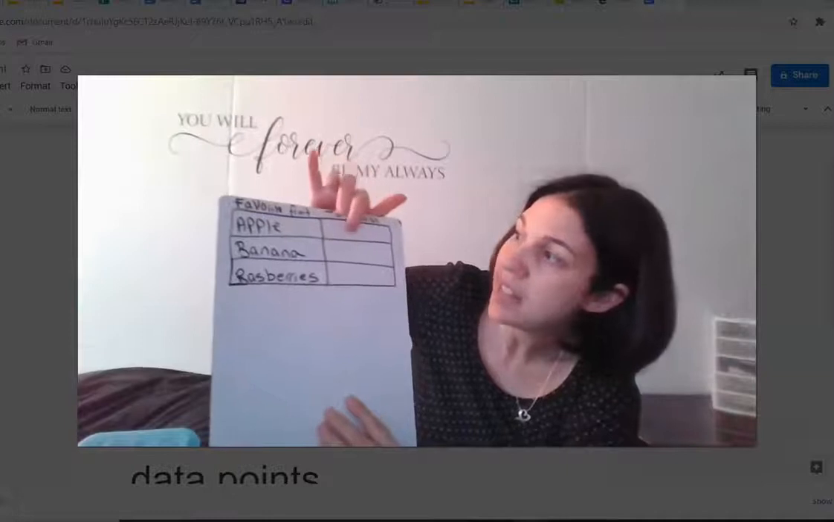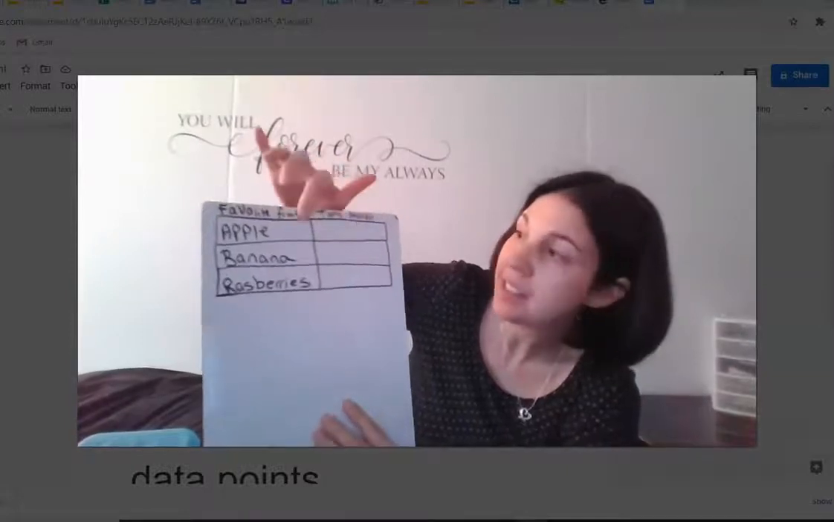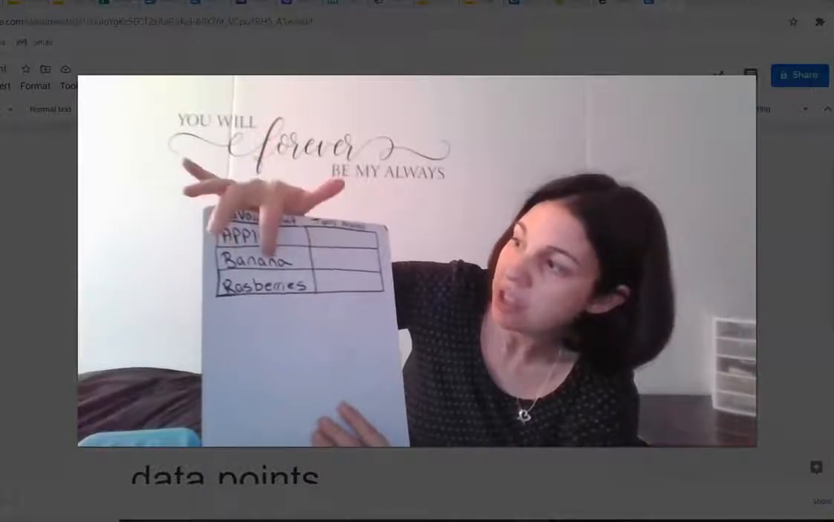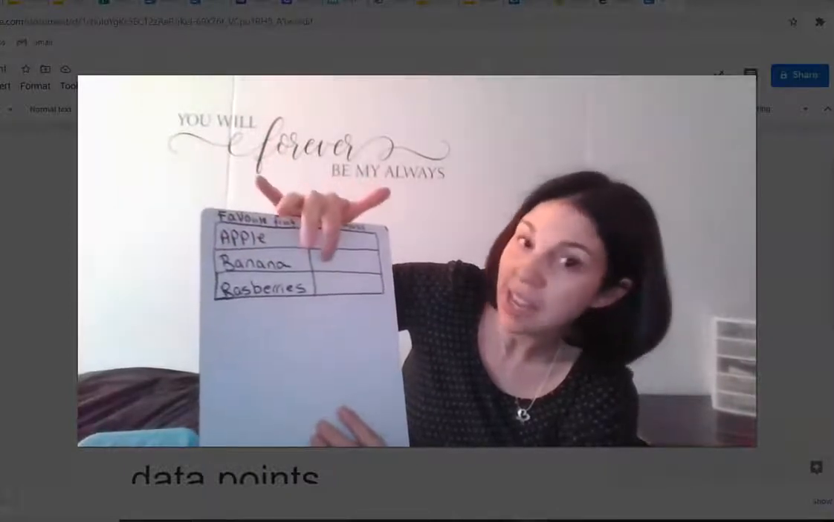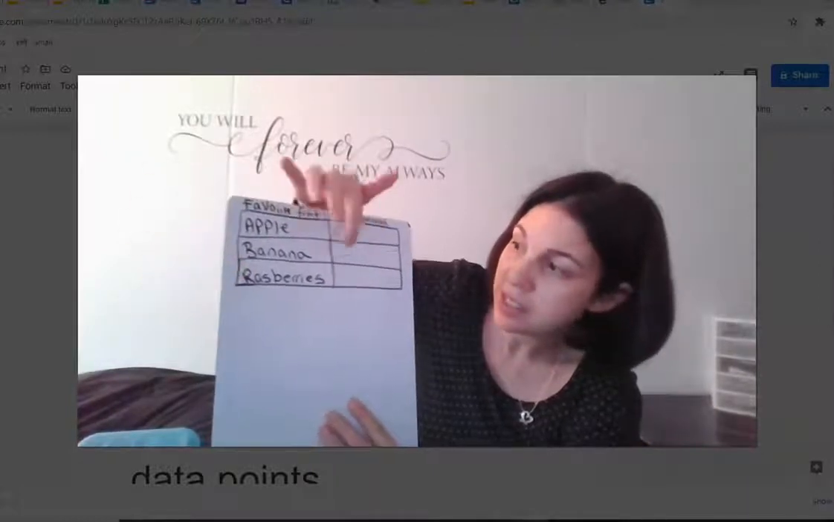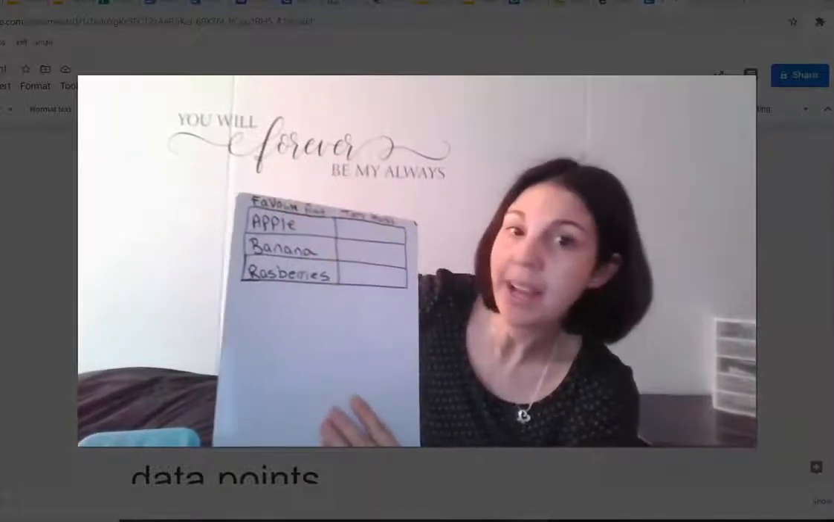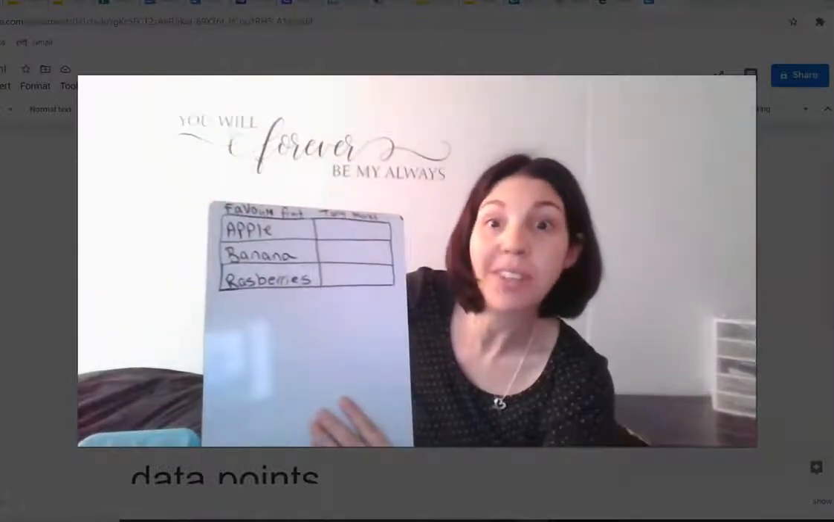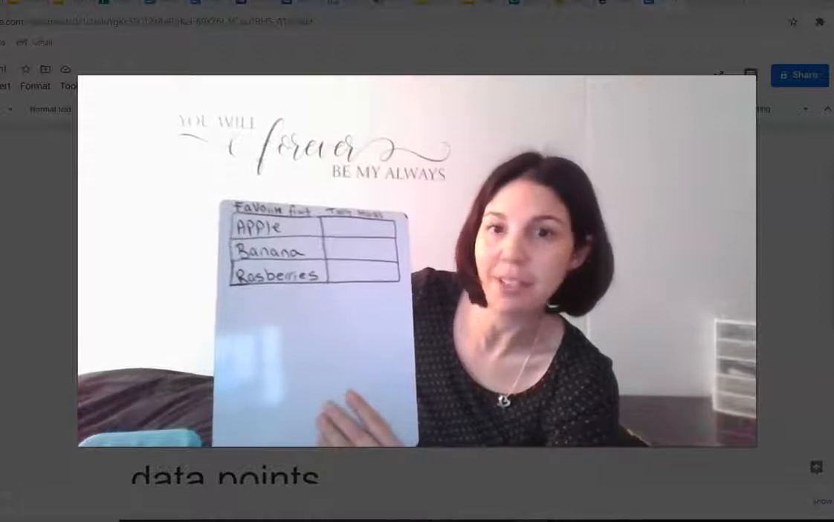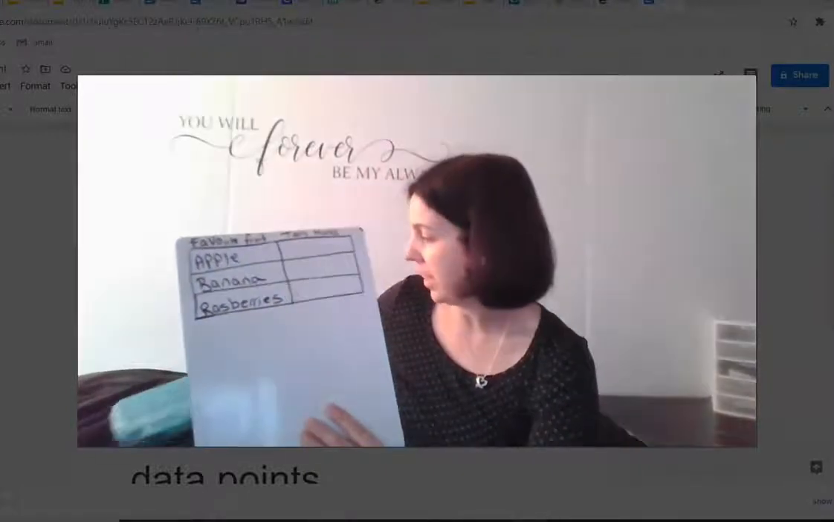Now I'm going to write tally marks. If they choose apple, I'll put a tally mark next to apple. If they choose banana, I'll put a tally mark next to banana. If they choose raspberries, I'll put a tally mark next to raspberries. And then at the end, we're going to look at how many tally marks we have. We're going to answer some questions about it. All right, let's get started.